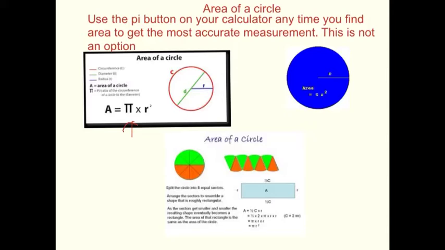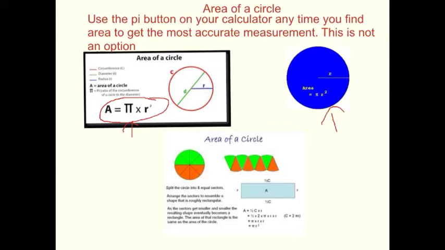And you're going to remember that when you're finding the area, you're finding the inside space of a circle. So if you look at the diagram, the blue diagram, all that blue shaded stuff would be what you would find when you were finding the area. And the area of a circle is pi times radius squared.